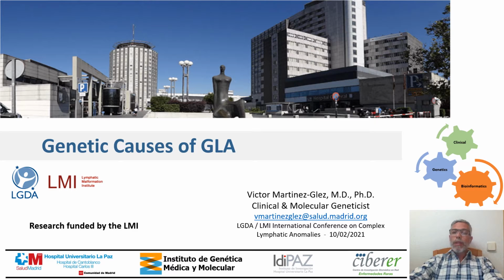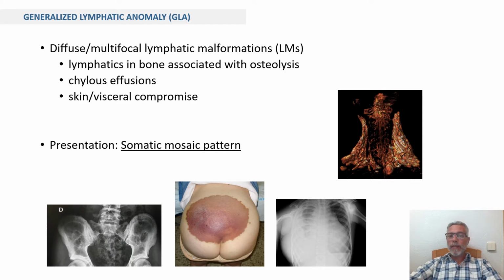I will talk about the genetic causes of GLA. Generalized lymphatic anomaly, GLA, is a rare congenital vascular disorder characterized by diffuse or multifocal lymphatic proliferation that infiltrates and affects different sites, including viscera, skin, and bones. The bone lesions can be seen as multiple intramedullary cystic lesions, normally without cortex involvement.